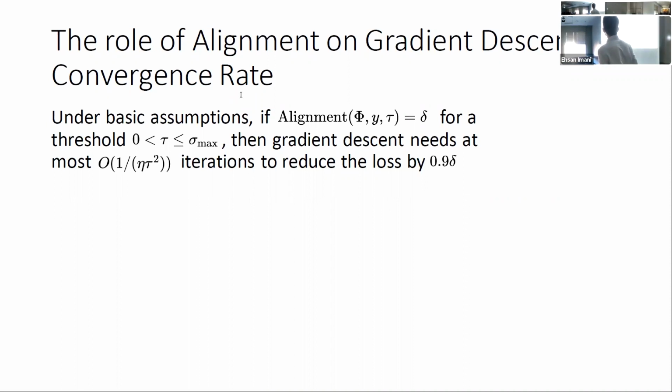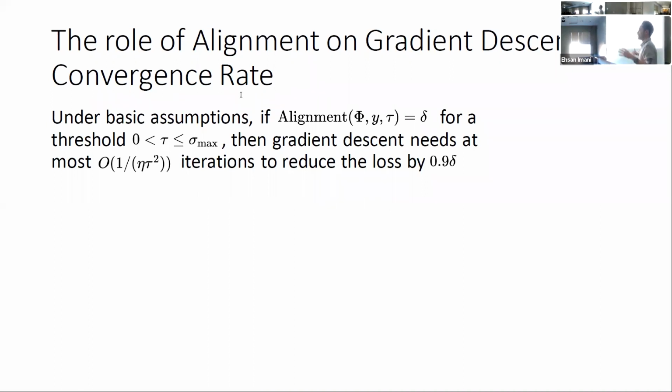So the proposition goes like this: under some assumptions that we will not get into, if alignment phi y tau is equal to delta, this is the alignment that we defined before, for some threshold, then gradient descent needs at most this number of iterations to reduce the loss by 0.9 delta. This 0.9 is some arbitrary number. If you change it, you just get some different constant factor here that gets hidden in that big O notation. So that 0.9 is really not important. We get the 0.99 here.